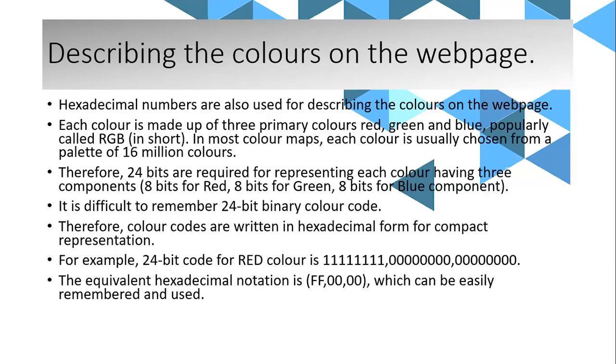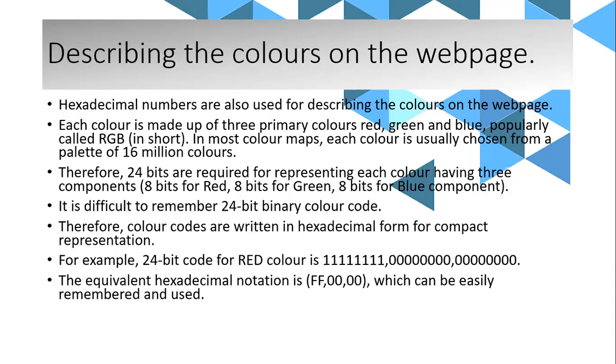Okay, so each color that you see on the computer screen is made up of 3 colors: red, green, blue, popularly called RGB. In most color maps, each color is usually chosen from a palette of 16 million colors. So 24 bits are required for representing each color having 3 components. 8 bits are for red, 8 bits are for green, and 8 bits are for blue. It is difficult to remember the 24-bit binary code. Therefore, color codes are written in hexadecimal format for compact representation.